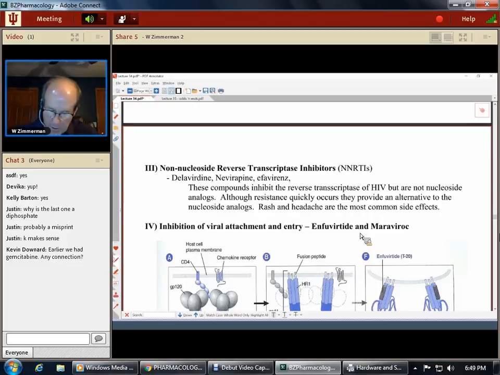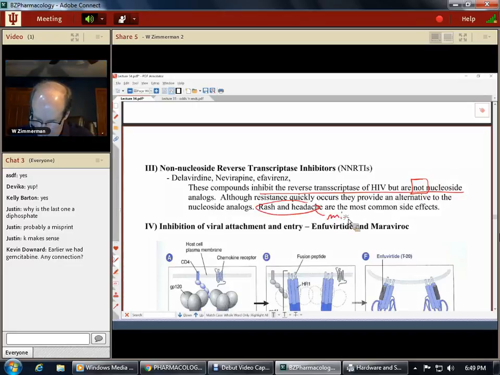But let's see, these non-nucleoside reverse transcriptase inhibitors, they do the same thing as the NRTIs. They just aren't nucleosides. So, they inhibit the reverse transcriptase but are not nucleoside analogs. Again, resistance occurs quickly, but look at the side effects. The rash and headache, hey, that's pretty mild. So we'll stay with those and switch them in and out. They can be part of the triple cocktail.